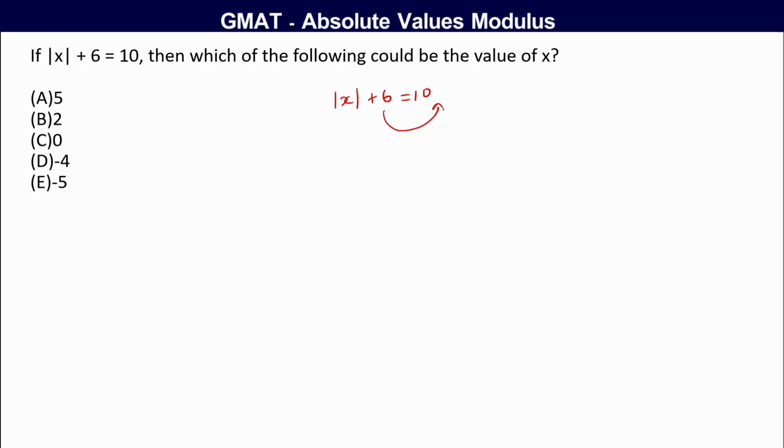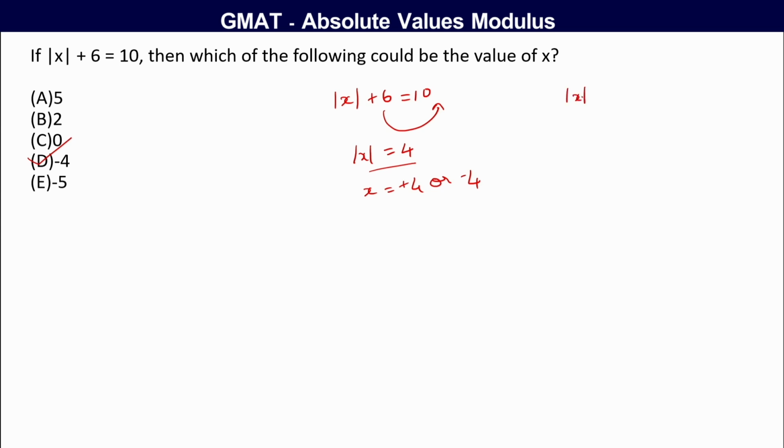Taking 6 to the other side, we have mod of x is equal to 10 minus 6, which is 4. The concept of modulus is that it always changes the number to positive. So, x can be either plus 4 or minus 4. The basic definition states that when mod of x is equal to 4, x is plus 4 or minus 4. In the options we have minus 4, that is D.